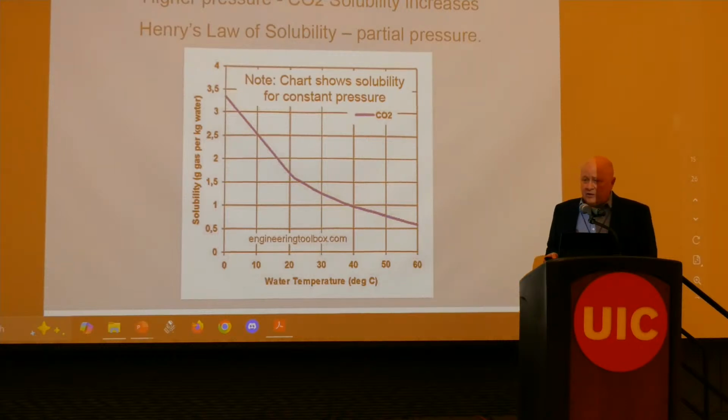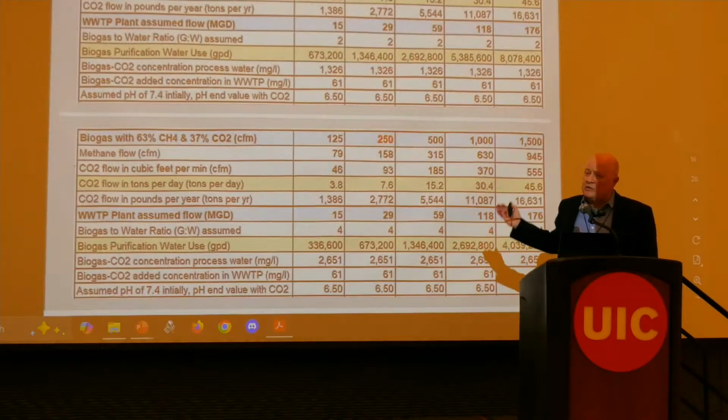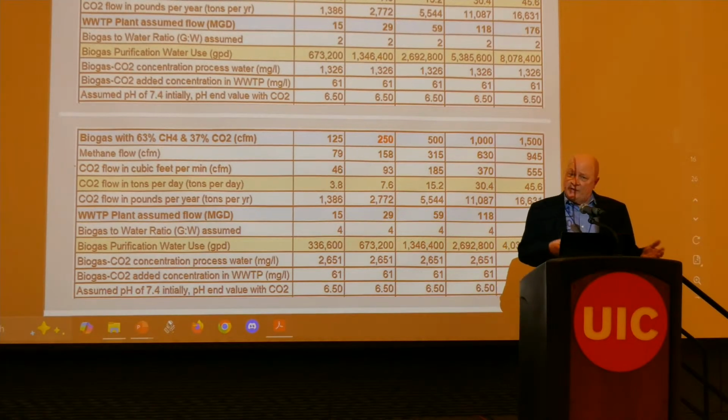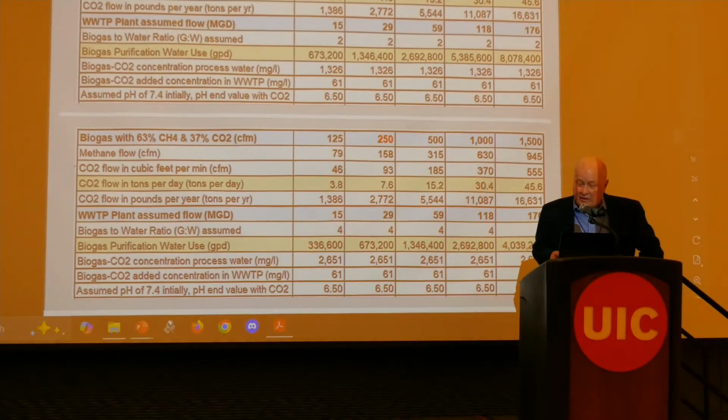So one of the things that you look at for designing a system is the gas mixture itself. So you look at something called Henry's law of solubility. It looks at how much CO2 is available for a wastewater treatment process, and the pH and so forth, that you can accomplish by injecting a small side stream of a wastewater treatment plant, 15 million gallons, up to this in this example, 176.